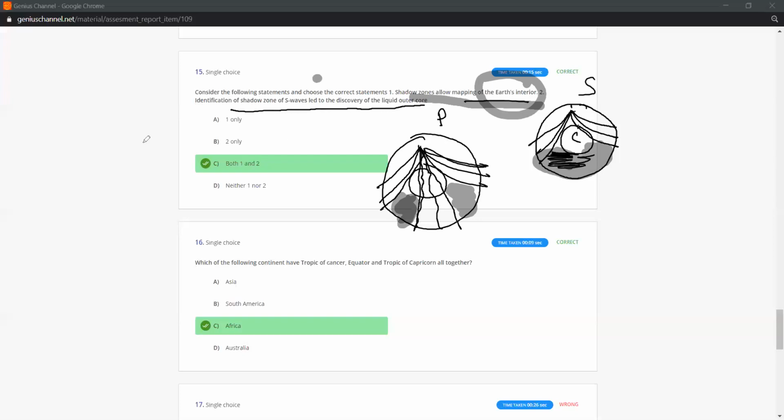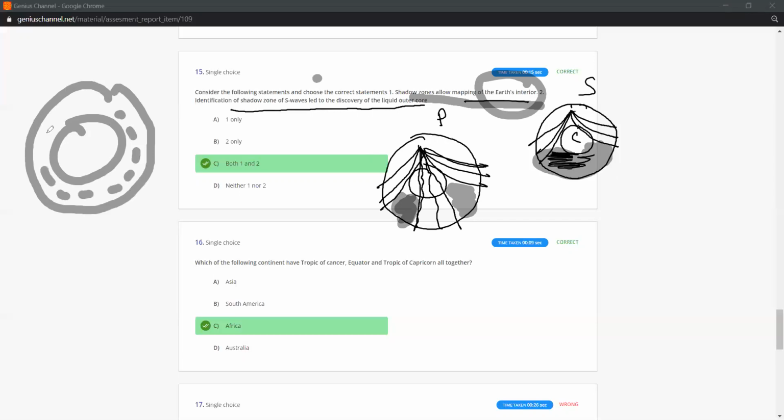This means there is a layer called the outer core, and this outer core is in liquid state. You can understand this information only by understanding the shadow zone. The first statement, shadow zone allows mapping of the interior, is correct. Then identification of the shadow zone of S-waves led to the discovery of liquid, that is also correct. So both statements are correct here.